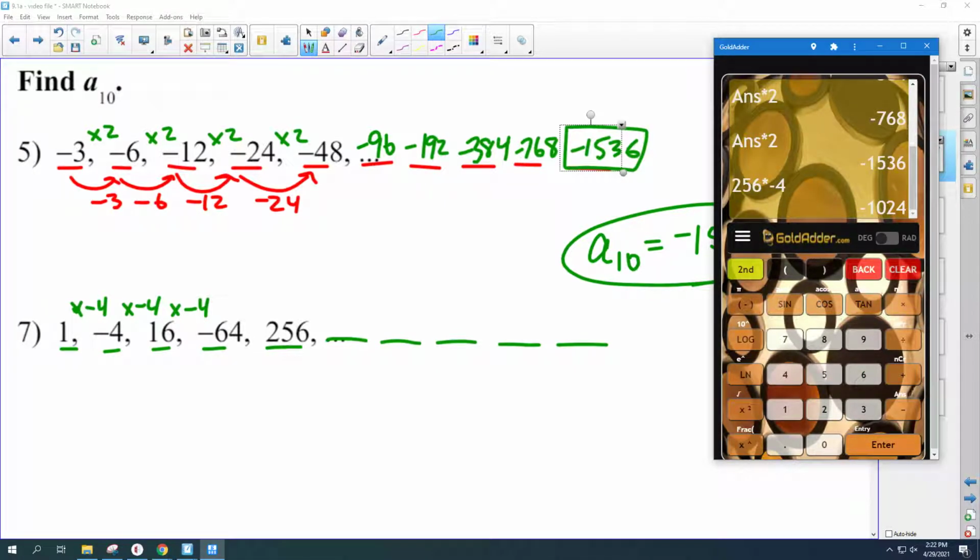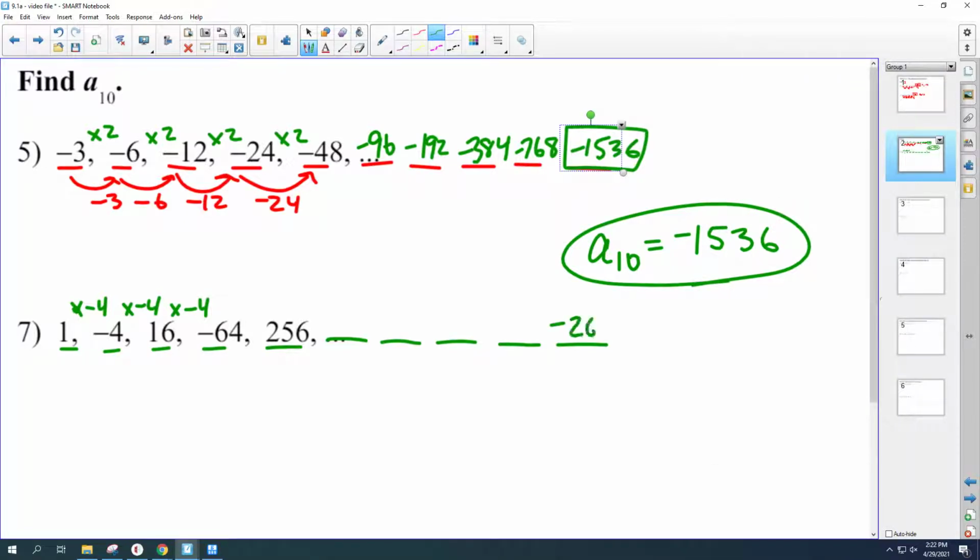That's the 6th term, times negative 4 is the 7th term, times negative 4, that's the 8th term, times negative 4 is the 9th term, times negative 4 is the 10th term, negative 262,144. I didn't really care what those other terms were. All I care in this problem is what's the 10th term.